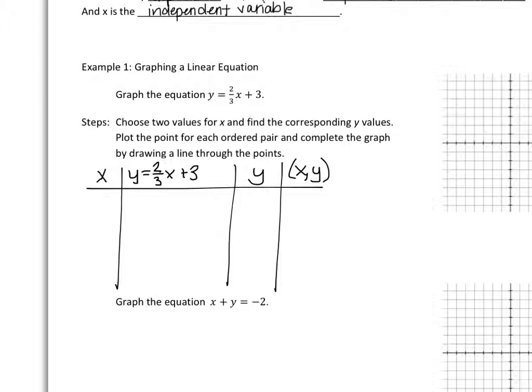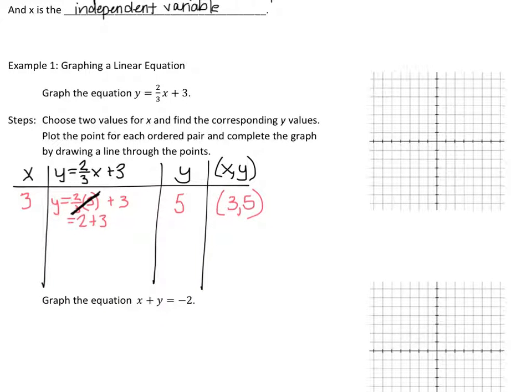So, what number could I plug in for this x that will make this fraction go away? It would be 3, right? 3 will cancel. So let's plug in 3. So y will equal 2 over 3 times 3 plus 3. And like you planned, the 3 in the numerator and denominator cancel. We're left with 2 plus 3. So what does y equal? 5, so we have a point 3, 5. So we can graph that.